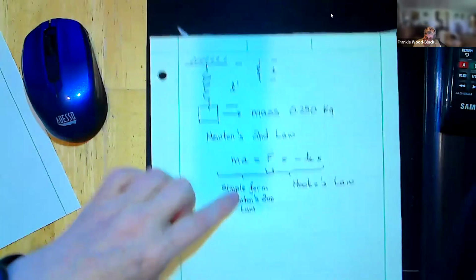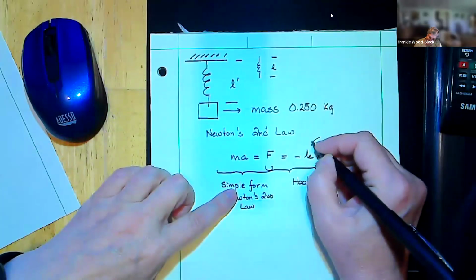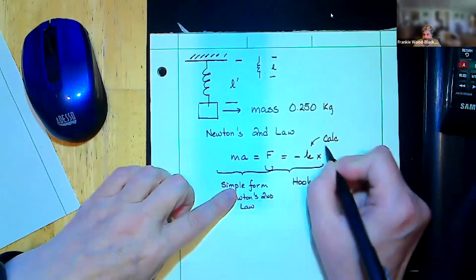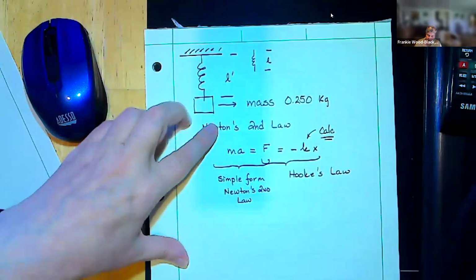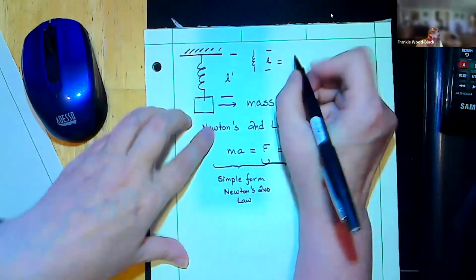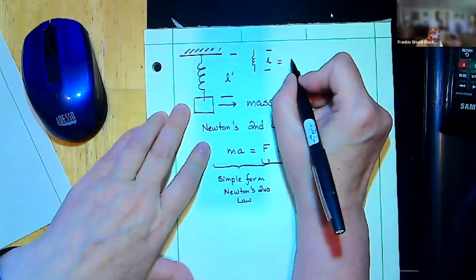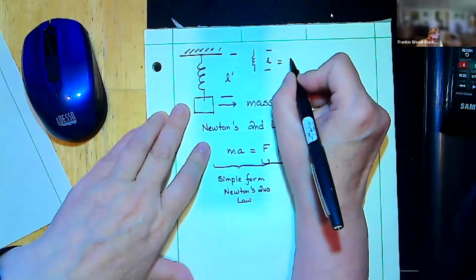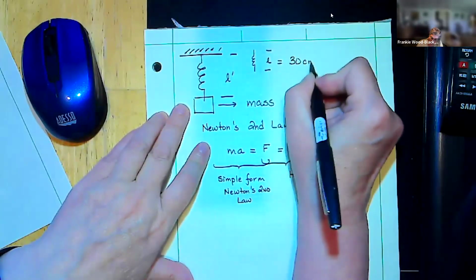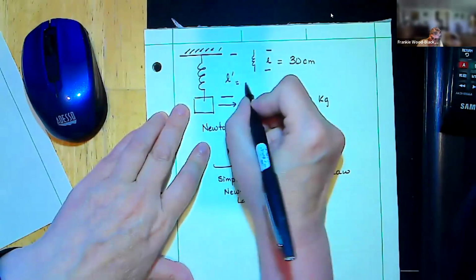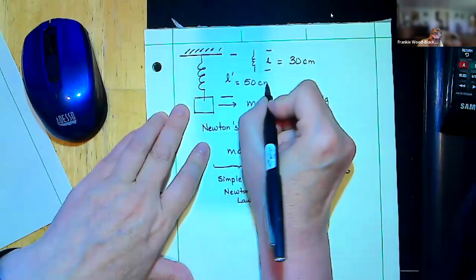Okay. And we learned how to calculate this. So let's do that. We're going to start with an initial length. We'll give it 30 centimeters. And our new length, we're going to say is 50 centimeters.